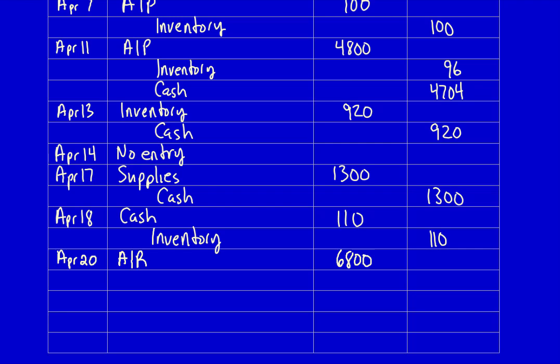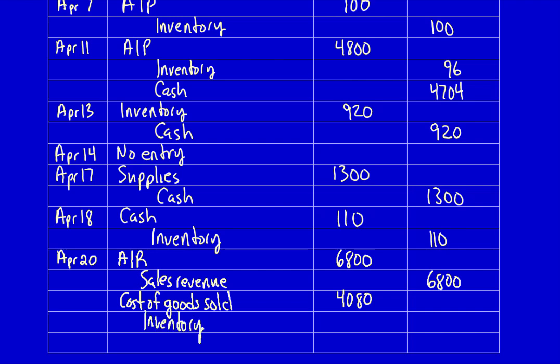What did we give away? We delivered a product which gives us a right to claim revenue, sales revenue, $6,800. We have to do the second entry. What did we get? We got the use of inventory to help us generate revenue, cost of goods sold. That's for the cost of inventory, $4,080. What did we give away? We gave away some inventory, $4,080. Let's update the T account.